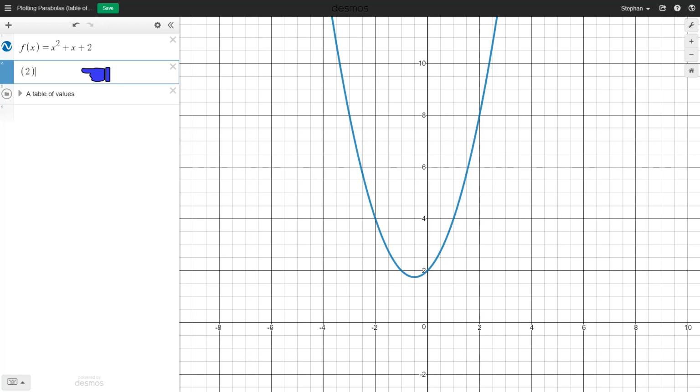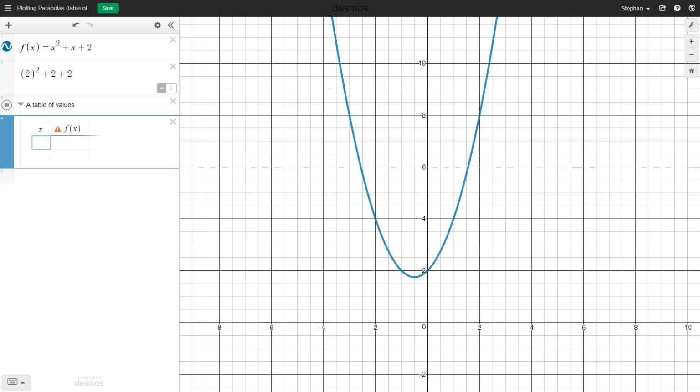So it's no longer x squared, it's 2 squared. And it's no longer plus x, it's plus 2. The plus 2 on the end, plus another 2. And it tells me that that point there would be at 8. So if I input 2, my output is 8, and it tells me that there, and I can make that point appear just here, 2, 8.